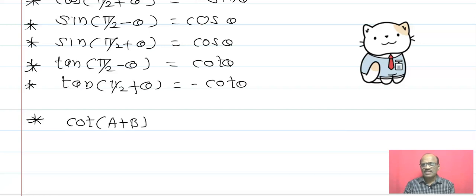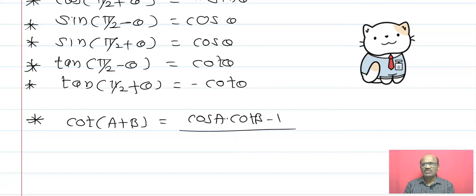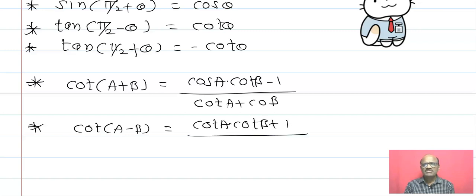Therefore, we can write one more formula, that is cot of A plus B is equal to cot A cot B minus 1 upon cot A plus cot B. Now whenever there is a cot function, we will always change it in terms of tan. And cot of A minus B is equal to cot A cot B plus 1 upon cot B minus cot A.